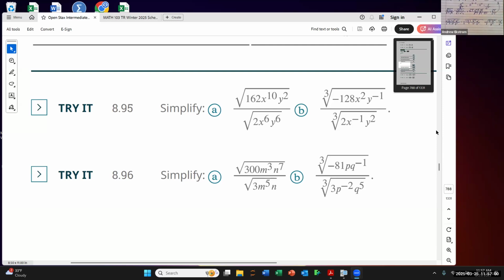If you want to try to do those out differently, you can. If you look at b again really quickly: cubed root of negative 128 x squared, y to the negative 1, divided by cubed root of 2 x to the negative 1, y squared.